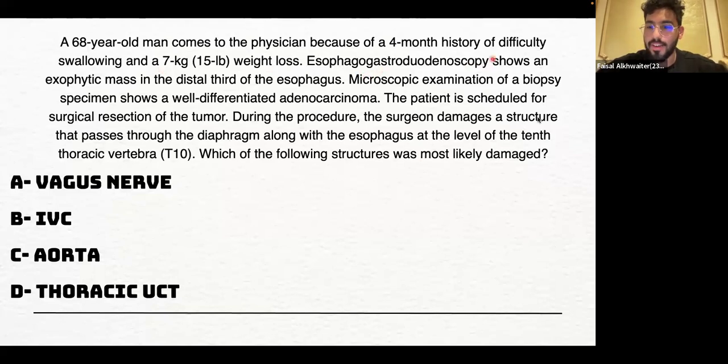Esophagogastroduodenoscopy shows an exophytic mass in the distal third of the esophagus. Microscopic examination of the biopsy specimen shows a well-differentiated adenocarcinoma. The patient is scheduled for surgical resection of the tumor. During the procedure, the surgeon damages a structure that passes through the diaphragm.